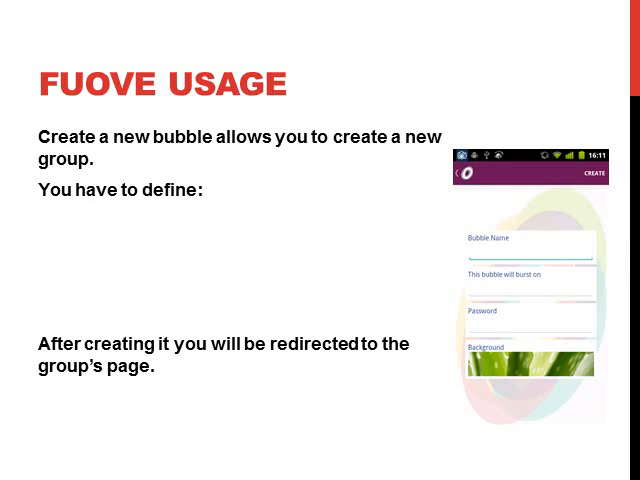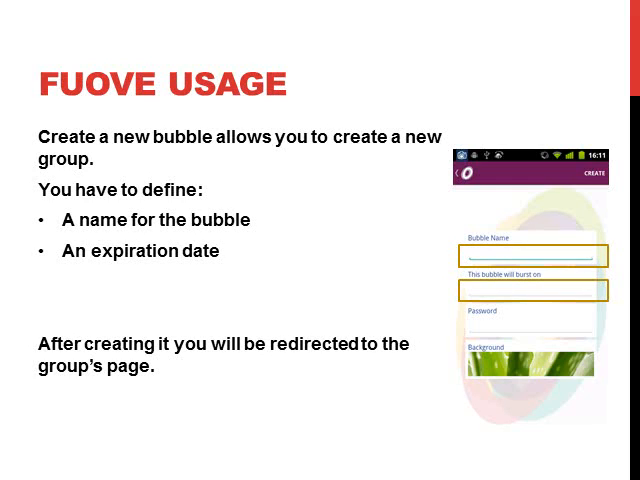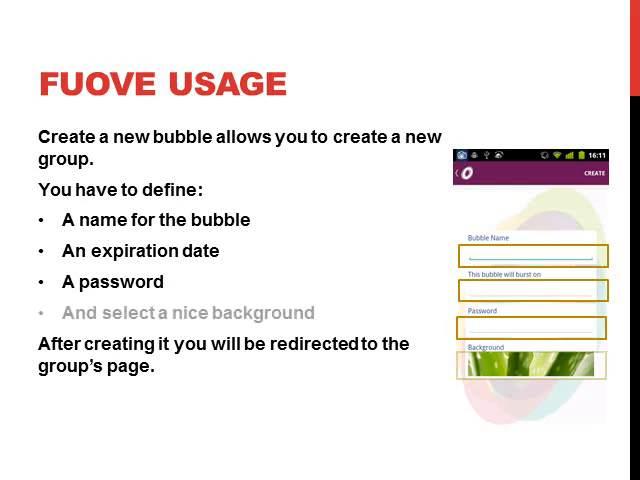When you create a new bubble, you will define a new group to share information with. When creating a new bubble, you have to define three things: the name for the bubble, the expiration date for the bubble, and the password. You will also have the opportunity to select a nice background from the set that we provide. After creating this bubble, you will be redirected to the groups page.